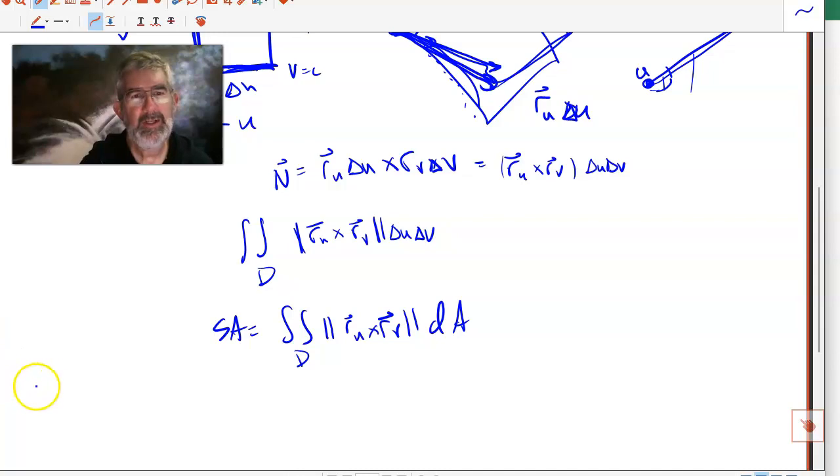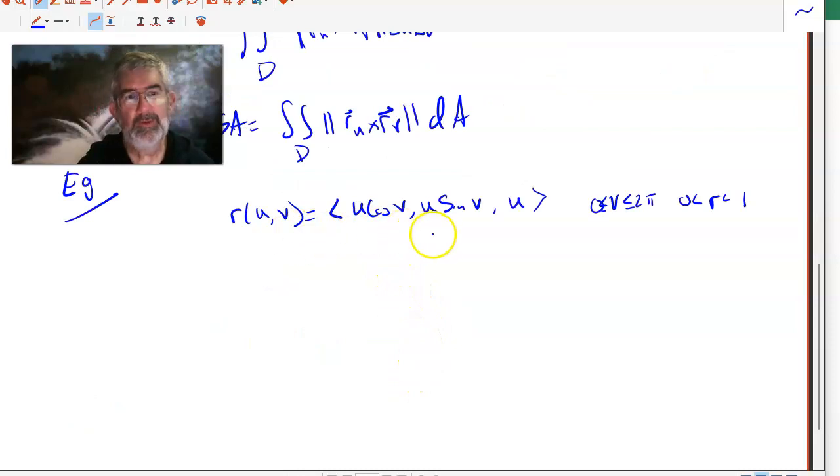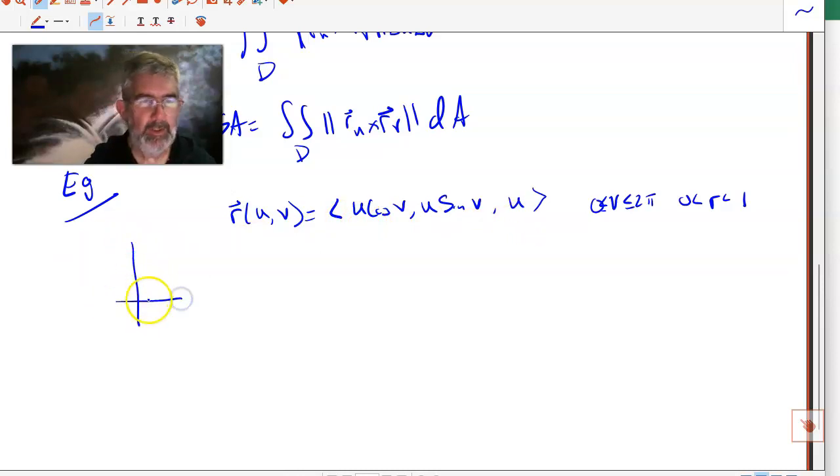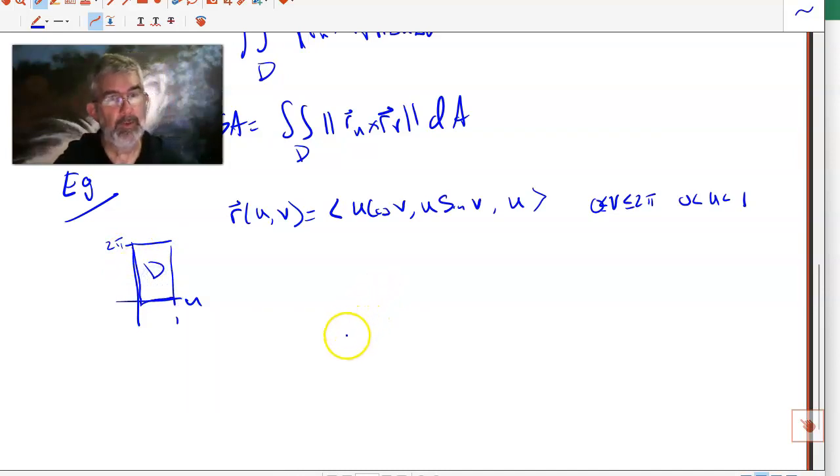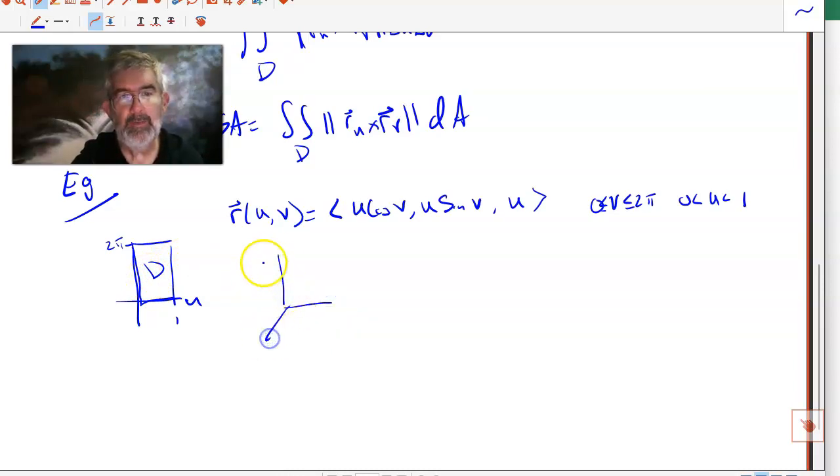We should do an example. So the surface that I want to do for an example is this, it's a cone. So this was one of our examples from the previous video. So in the UV plane here, I've got U between 0 and 1. I've got V between 0 and 2 pi. So this is the region D here that I'm going to be integrating over. But that's being transformed into the XYZ space with this mapping here into a cone here.